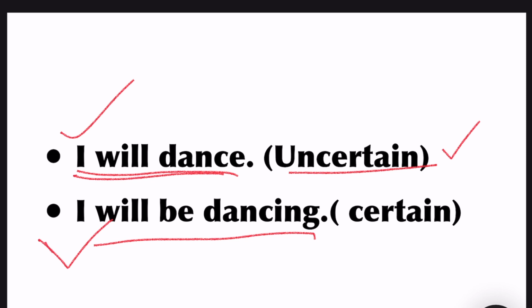But when you use future continuous tense, I will be dancing means certainly at a particular time in the future you will be dancing. At that time for sure you are going to dance. So when you use simple future tense, there is no certainty. It may happen or it may not happen. But when you use future continuous tense, it will happen for sure.